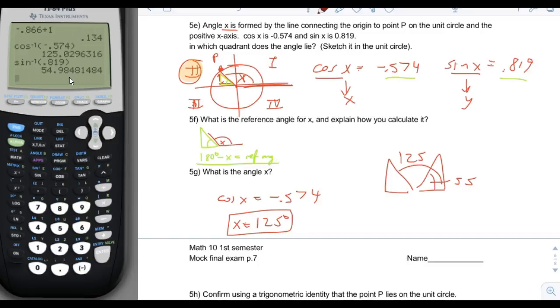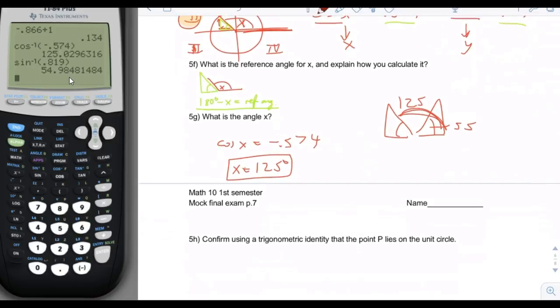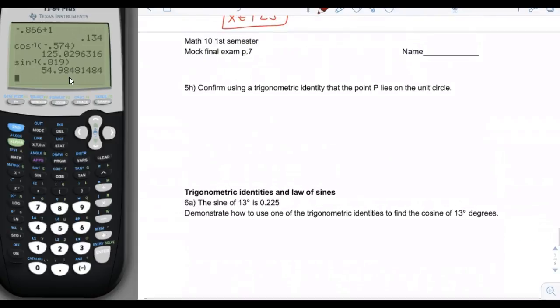So that could be confusing, right? To really know what X is, you need to know both the cosine and the sine, and they gave us both in this case. They told us that the cosine is negative and that the sine is positive, so that means we're talking about this angle here, 125 degrees, and not the angle 55 degrees.